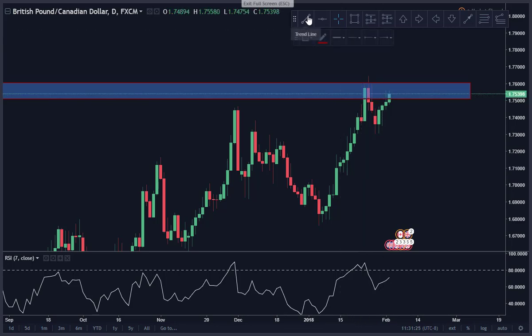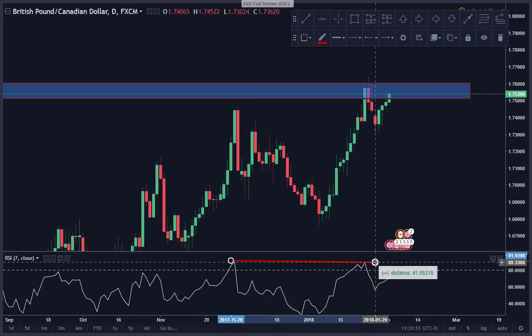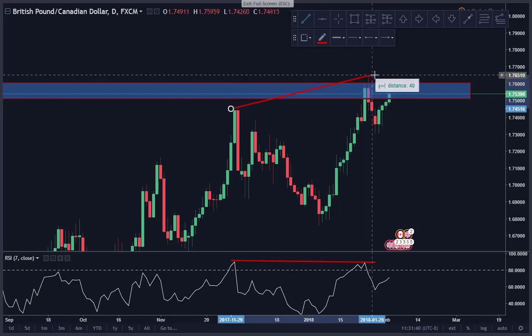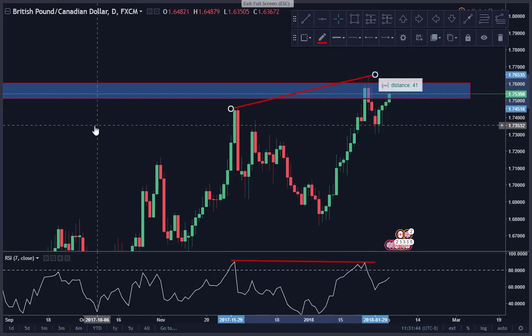Another thing I see is that if I take my tool and for my RSI, if I drop this across, you can see that our RSI is giving us a slope down. But if you try to apply the same thing to our price action, it's pretty evident that price action is giving us a sequence of higher highs. Now, this opposite is what we call a bearish divergence in this case.